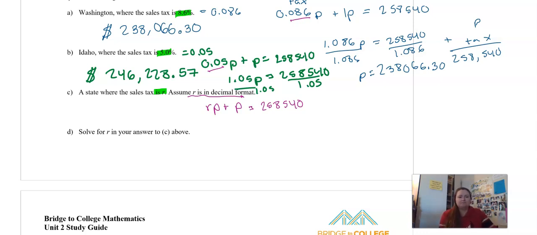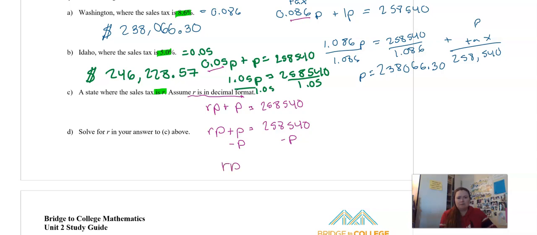Okay, so now we're solving for R. So I need to get R by itself. So I have RP plus P equals 258,540. I need to get R by itself. So right now I'm adding P, so I need to subtract P on both sides.